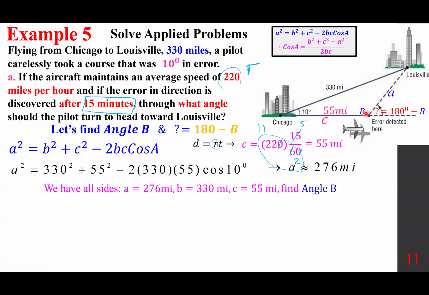So in order to find the angle B, then A squared equals B squared plus C squared minus 2BC cosine A. A pertains to this side. 330 squared is this side squared plus this side squared minus 2 times the product of the two cosine B. So this side, 330 squared is 276 squared plus 55 squared minus 2 times 276 times 55 times cosine of B.